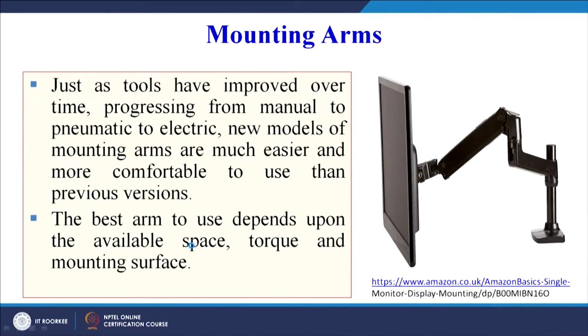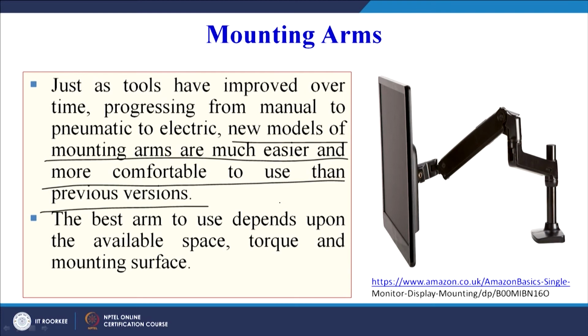Then the mounting arms. The worker may have to look at the display when he is performing the assembly operations. Just as tools have improved over time, progressing from manual to pneumatic to electrical, new models of mounting arms are much easier and more comfortable to use than the previous versions. Sometimes it will be mounted at a height, and again and again we have to bend our neck to look at that particular display or the arm.